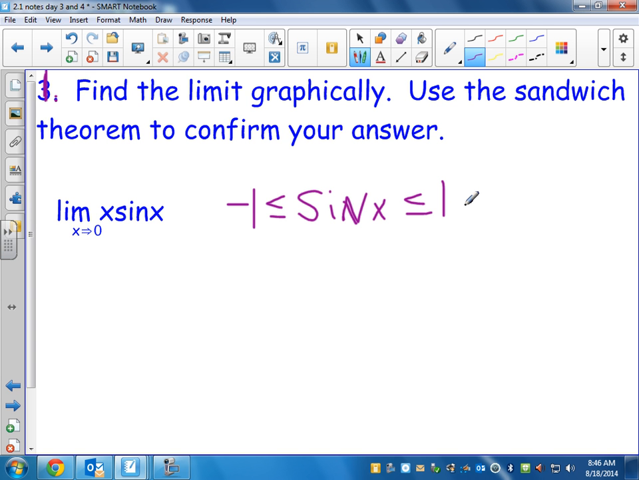So when you do the sandwich theorem, step 1 is find basically what is the range of that function. Usually it's negative 1 to 1, because usually it's sine or cosine. Then make this match this. So to do that, I'm going to multiply everything by x. And I now have negative x is less than or equal to x sine of x, which is less than or equal to x.